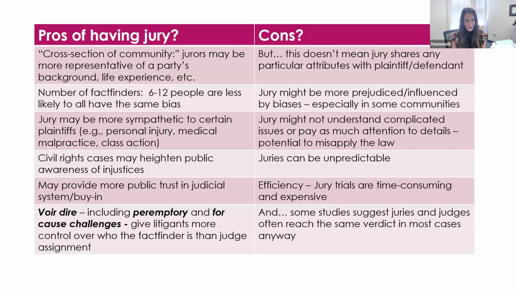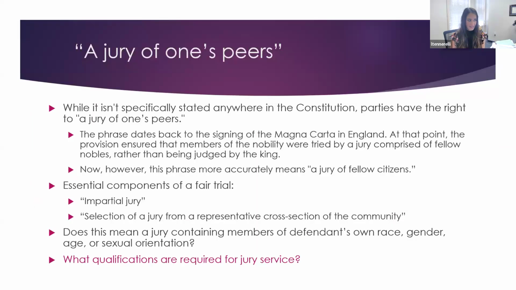So that's what we're going to talk about. We're going to talk about how the parties can control who ends up in the jury. Because you get assigned a judge, you don't get to use a peremptory challenge to get rid of your judge. But there is some power of the parties in selecting jurors.